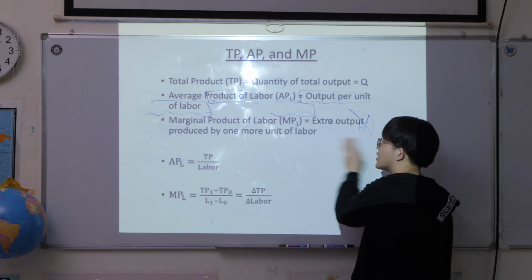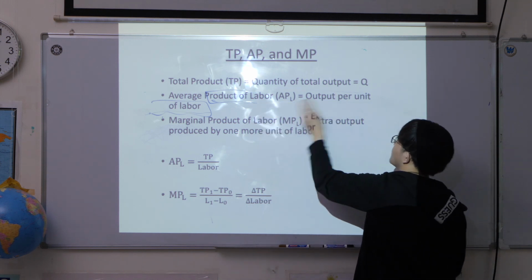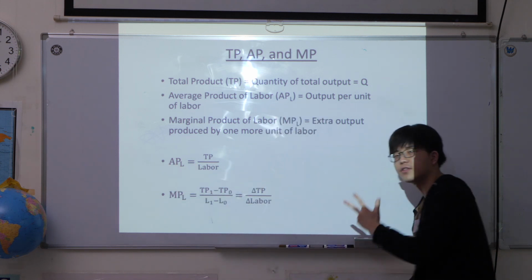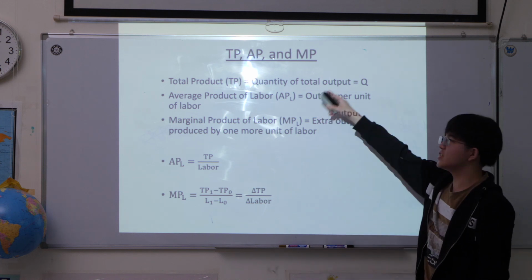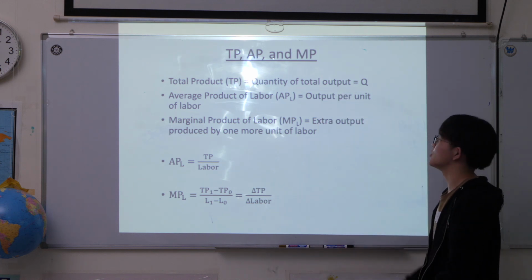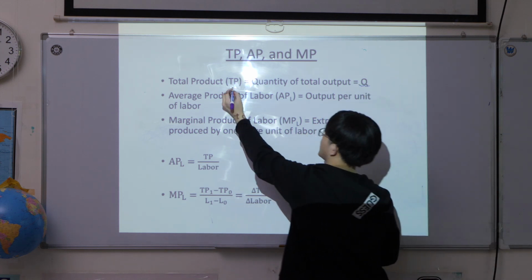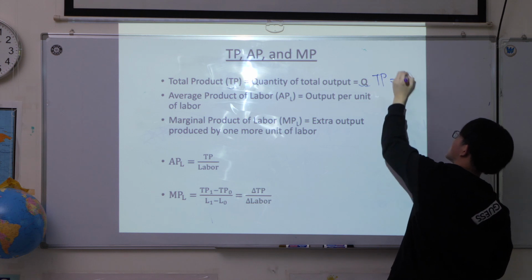So now we covered the difference between short run and long run, and now you need to know about production, which has three different measures. The first thing is total product, which is just the quantity of the total output. So it's not really hard. Q is Q. TP is just Q.